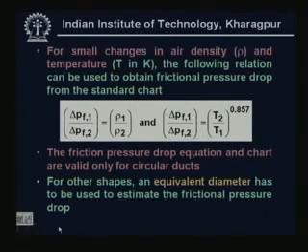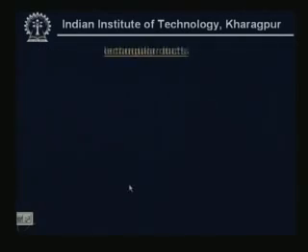The friction pressure drop equation and chart, as I have said, are valid only for circular ducts. For other shapes, for example, for rectangular ducts or square ducts, an equivalent diameter has to be used to estimate the frictional pressure drop. Let us see how to do this. First of all, let us look at non-circular ducts.